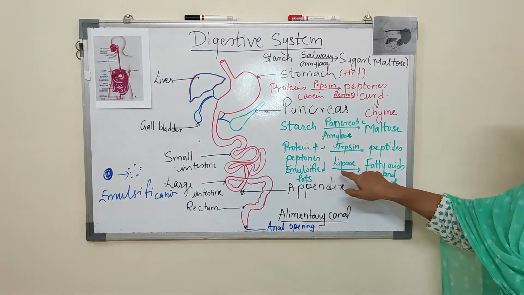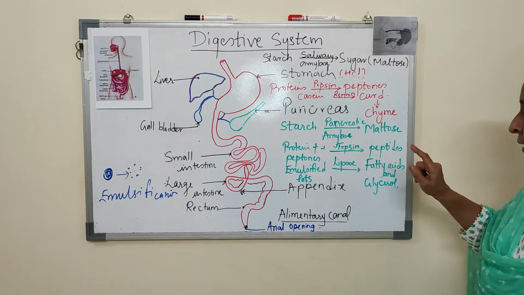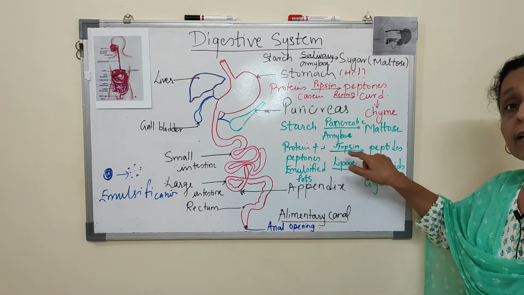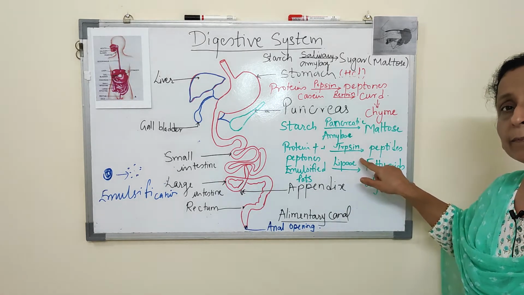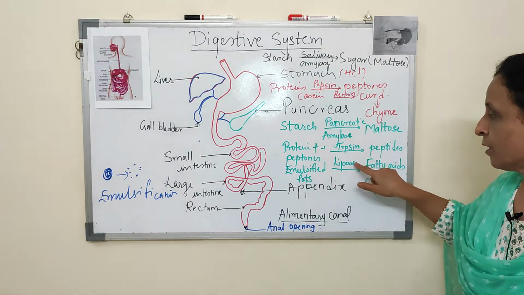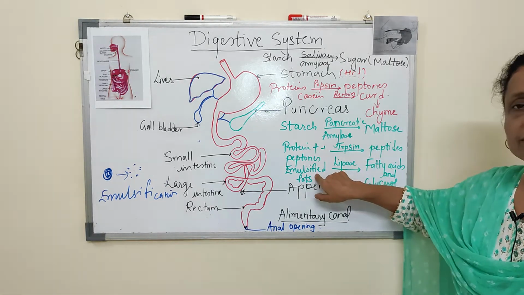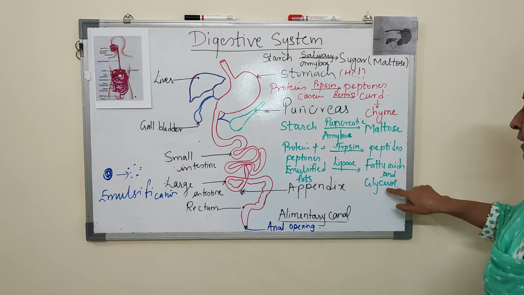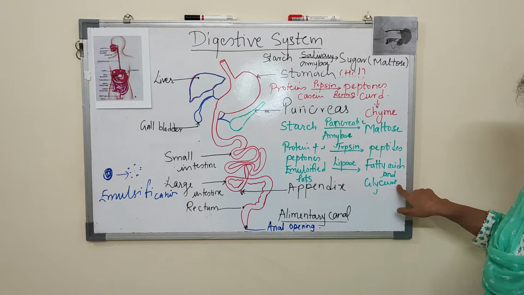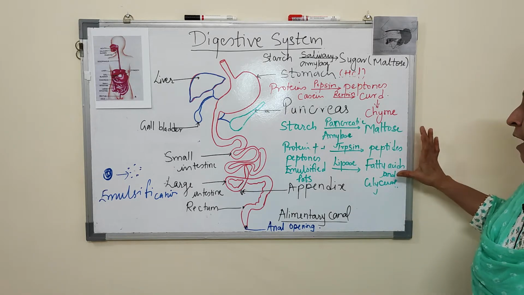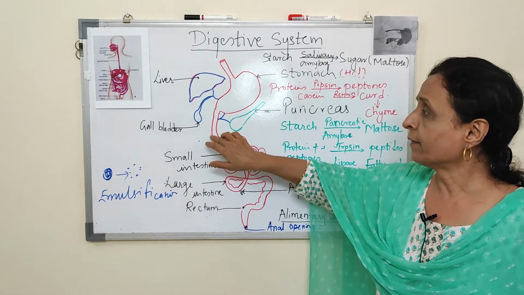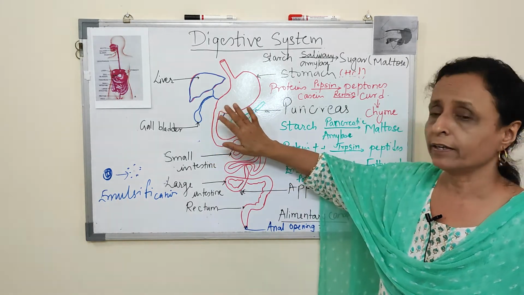So now emulsified fat is reacted upon by lipase. Emulsified fats are reacted upon by an enzyme. The suffix -ase is for enzyme. So lipase acts on these emulsified fats to get converted into fatty acids and glycerol. So we have reached the digestion up till here in the upper part of the small intestine.